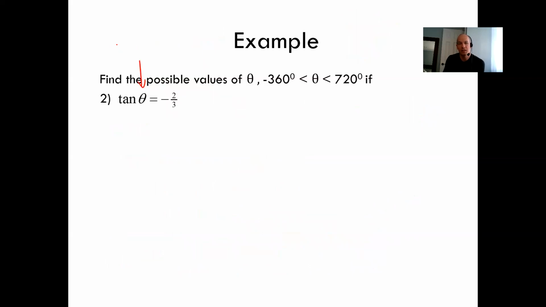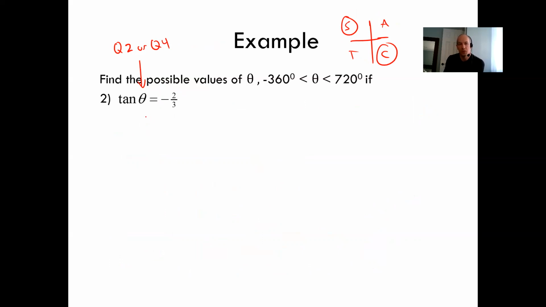This tells you which quadrants theta is in. Again, A, S, T, C. Tan is negative here because it's negative 2 over 3, so it's either in quadrant 2 or 4. This tells us it's in quadrant 2 or quadrant 4, and we actually don't know which, so we've got to find solutions in both of those quadrants.